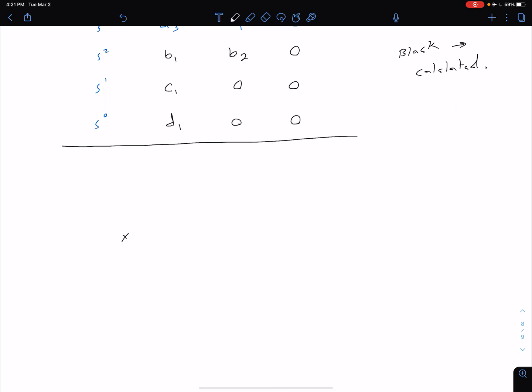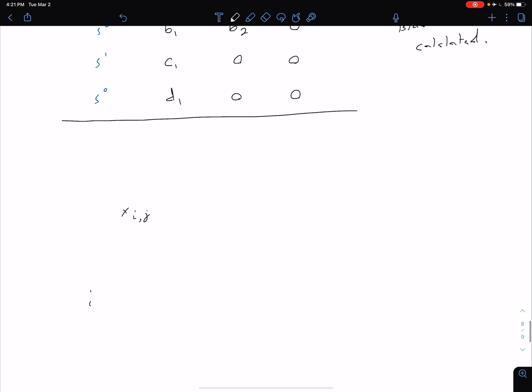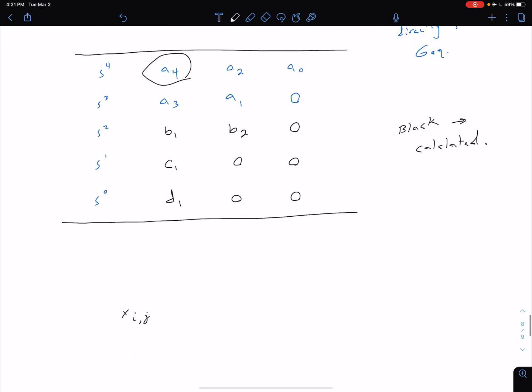So we can say x of ij, where i indicates the row and j indicates the column. For instance, our A4 would be in position 1, 1, so that is row 1, column 1. We're not really counting this S term as a column. We can think of that as sort of like a header.